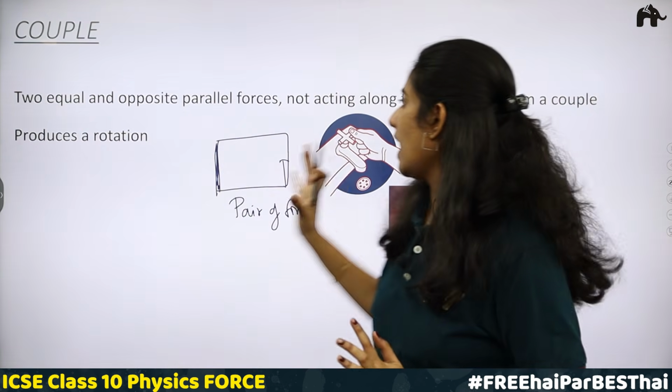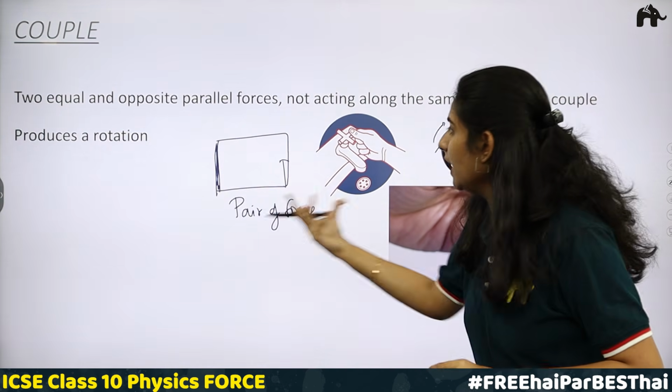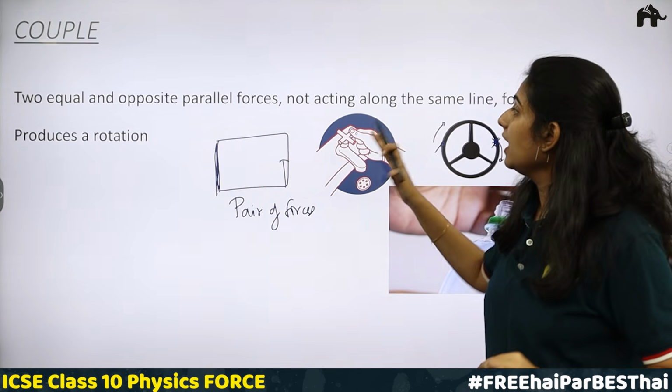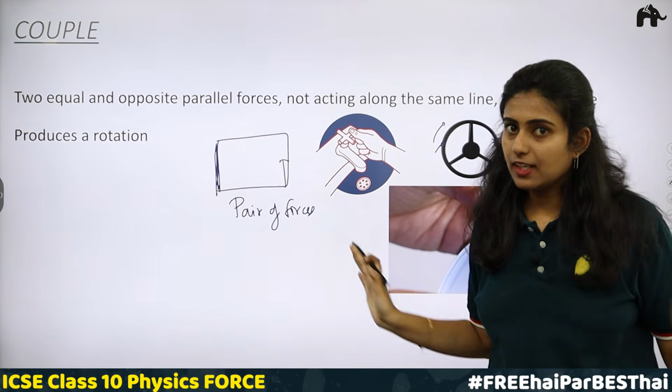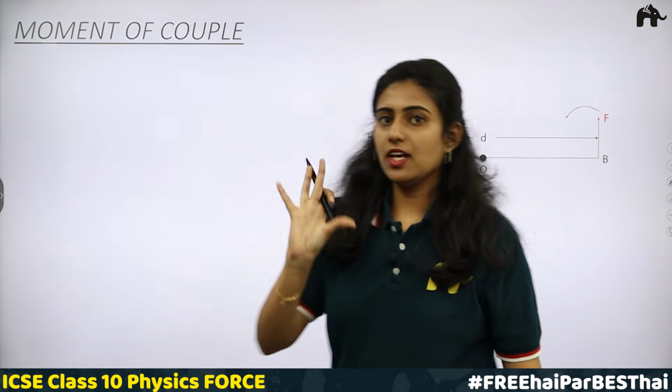So this is the idea of a couple. It is a pair of forces acting in opposite directions, and the magnitude will be the same. Clear? Moment of couple. Now consider a bar.